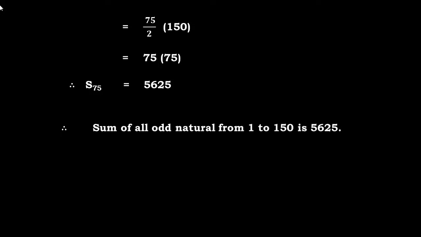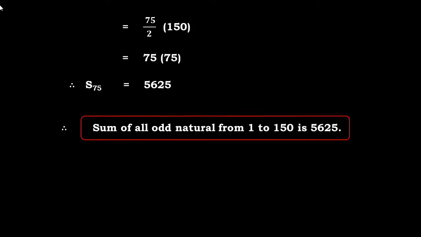Now we can write the answer. The sum of all odd natural numbers from 1 to 150 is 5625. Now see, students, we know the numbers. With the help of this, first you are going to write a, then the difference d and Tn, that is the last term. With the help of the formula Tn is equal to a plus n minus 1 into d, first we can calculate n, and after this you can use the formula of Sn.